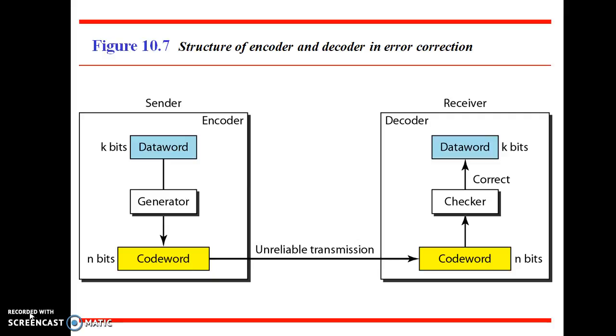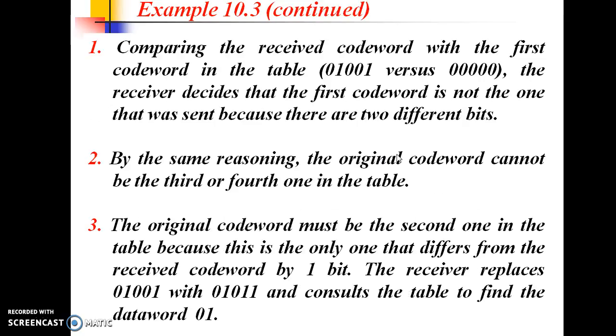So the structure of error detection, that is error correction using an encoder and decoder, is shown in this figure. You can see the sender and the receiver, which act similarly to the encoder and the decoder. Here the k bits of the data word are sent via the generator to form an n-bit code word. Via unreliable transmission, the code word is received and checked by the checker, which corrects the error, and the data word is accepted. So these are the examples for error correction.